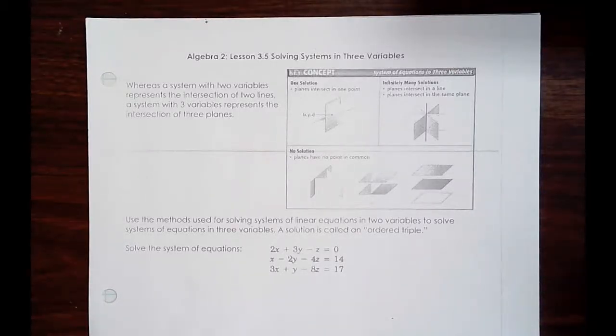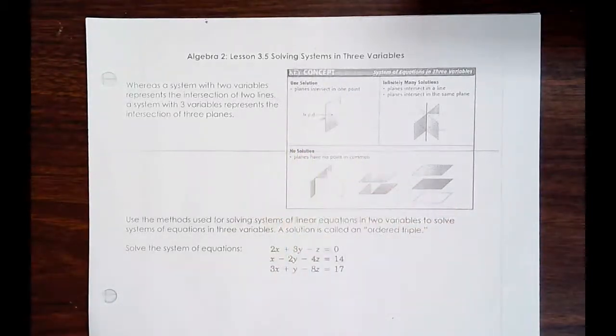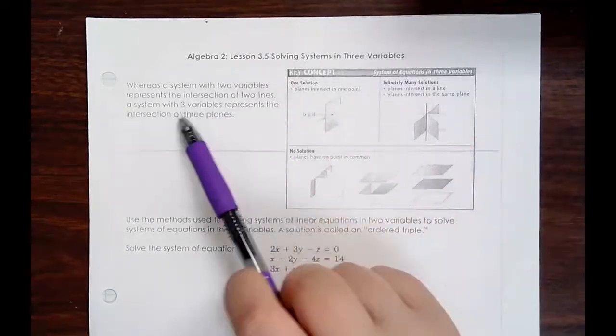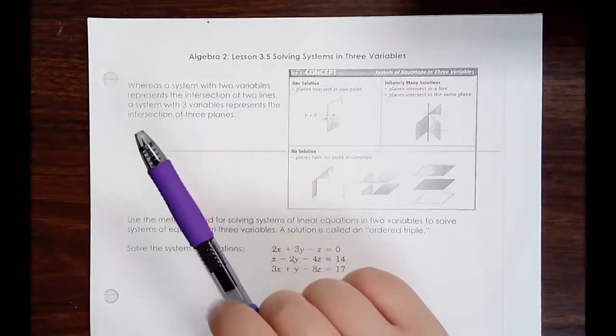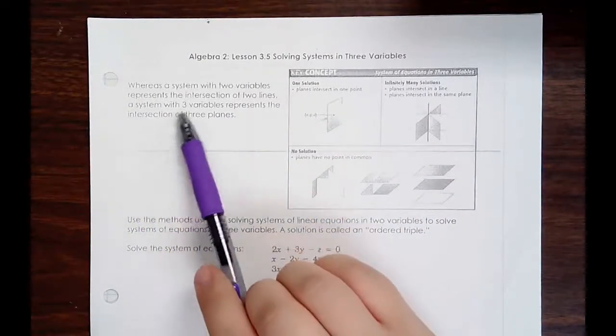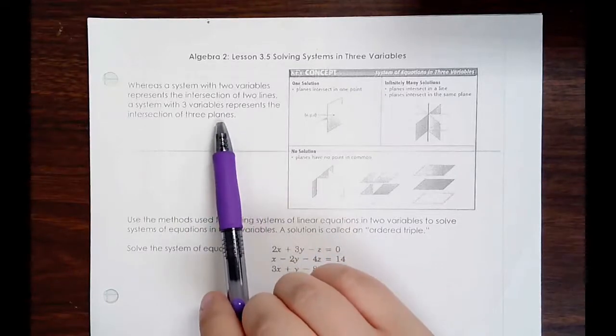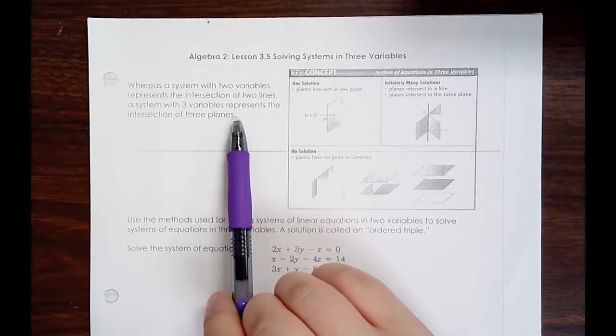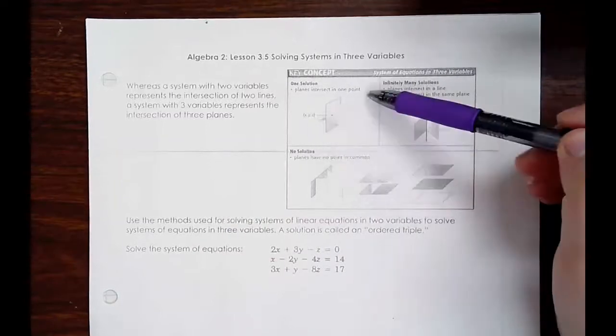So here is the video for the 3.5 lesson that involves solving systems in 3 variables. Whereas a system with 2 variables represents the intersection of 2 lines, a system of 3 variables represents the intersection of 3 planes. And these are just 3 flat surfaces that you can see over here.